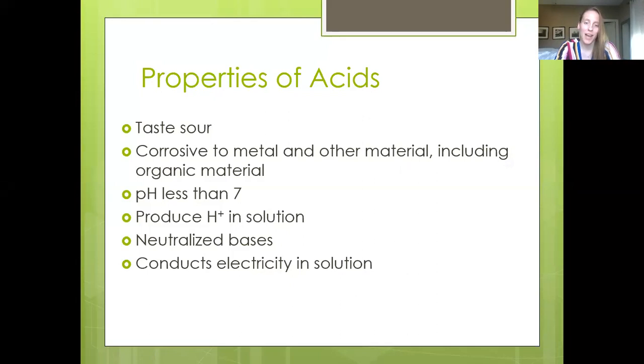They produce hydrogen ions in solution. That's the H at the front of the formula will essentially dissociate from the acid and go into the solution. All acids also neutralize bases and they conduct electricity when they're in solution because of the fact that they break apart into ions.